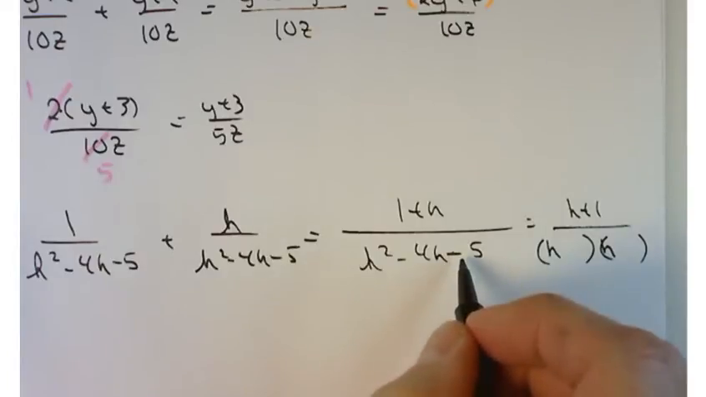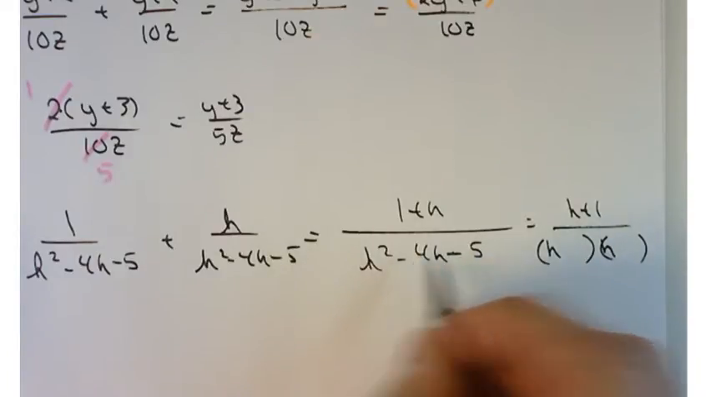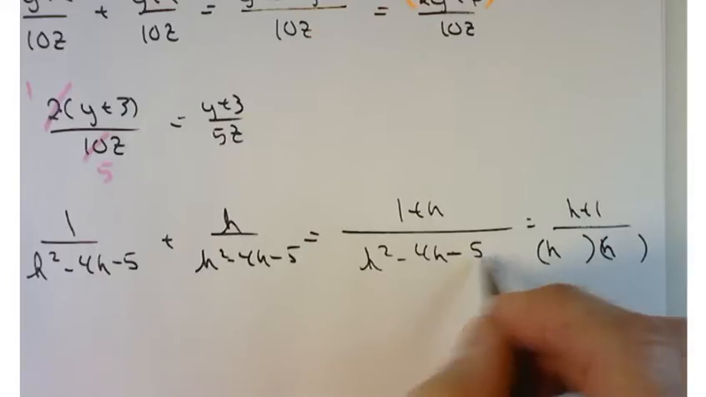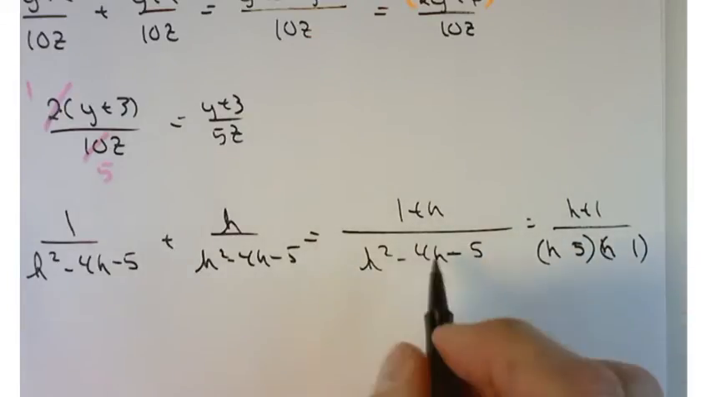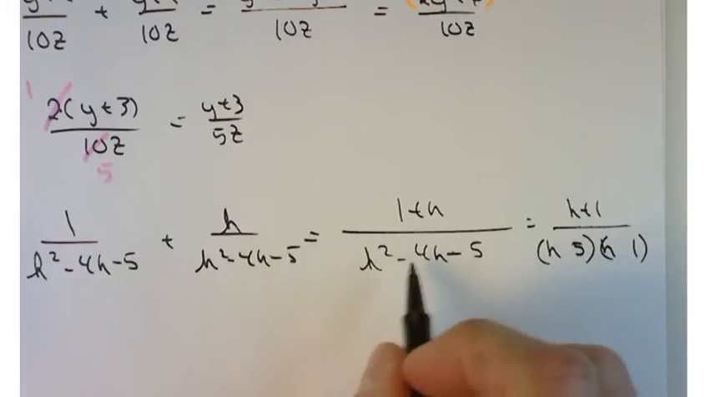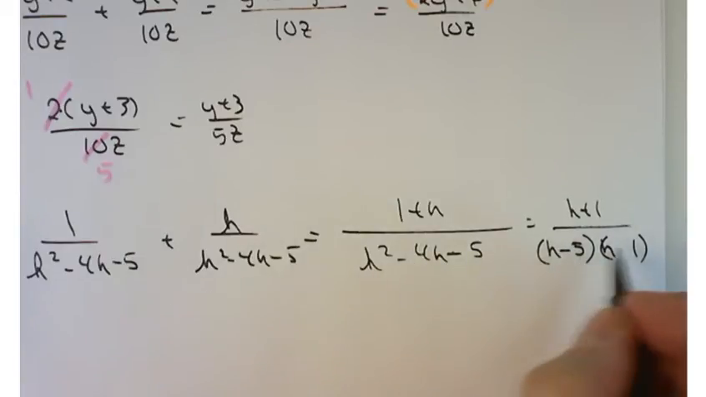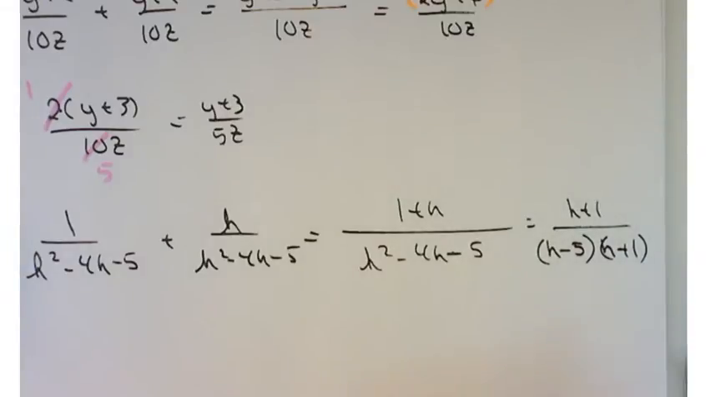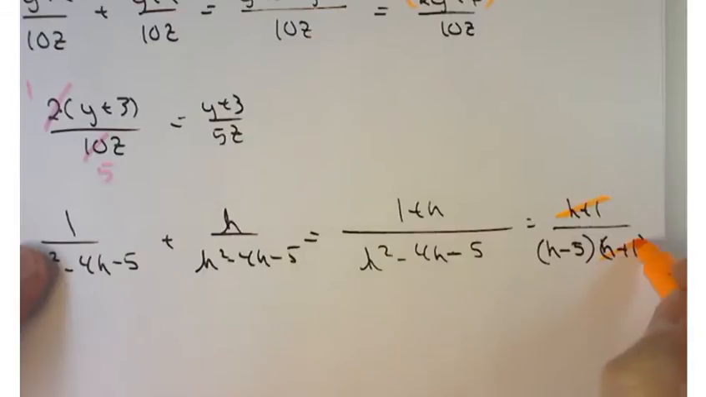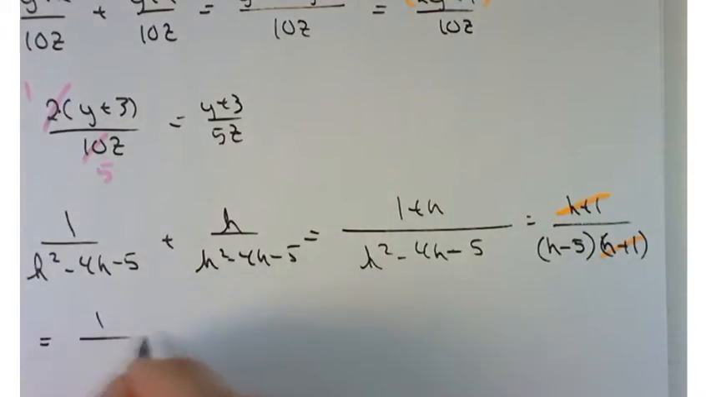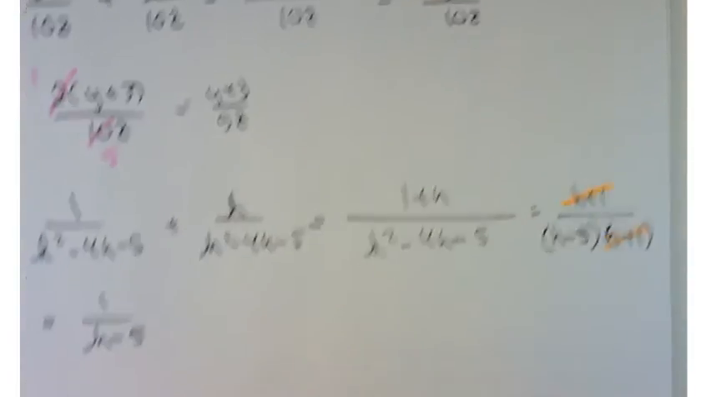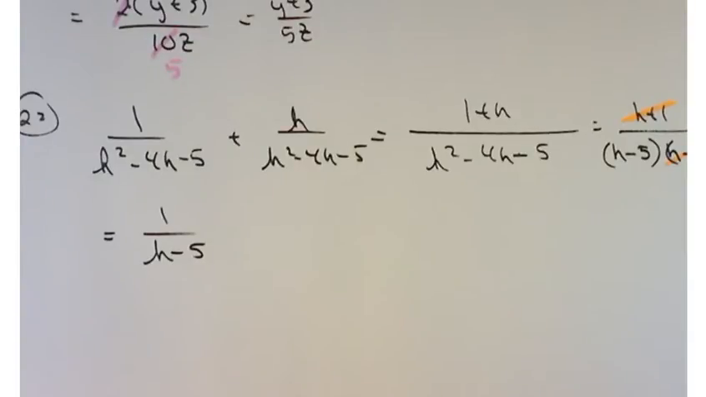We need two things that multiply to -5 and add to -4. Well, there's not much that multiplies to 5, so 5 and 1. The larger of these has to have this sign, so minus and a plus. Kind of like the last one, we get some nice cancellation. Make sure that when you divide out the h plus 1 term, you leave a 1 in the numerator. So 1 over h minus 5.